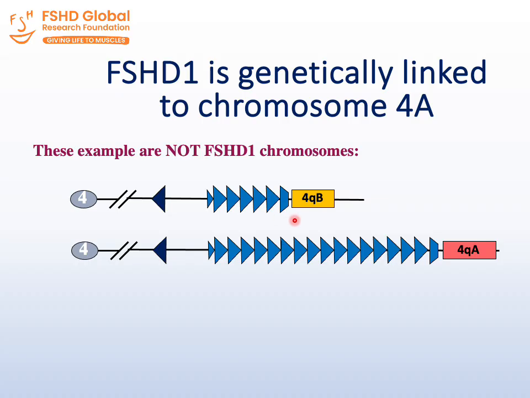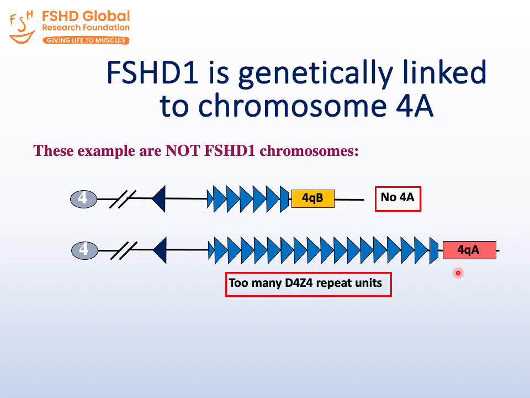And this is actually why the first thing that should be done in FSHD testing is to determine whether or not you have a 4QA or 4QB. If you're 4QB, it just can't be FSHD. So, no 4QA, that is not an FSHD1 chromosome. And then also, you can have 4QA. 4QA is permissive. It is not pathogenic. So you need it for FSHD, but in itself it does not cause FSHD. So more than 10 repeats, this is also not FSHD, regardless of whether it's a permissive chromosome or not.